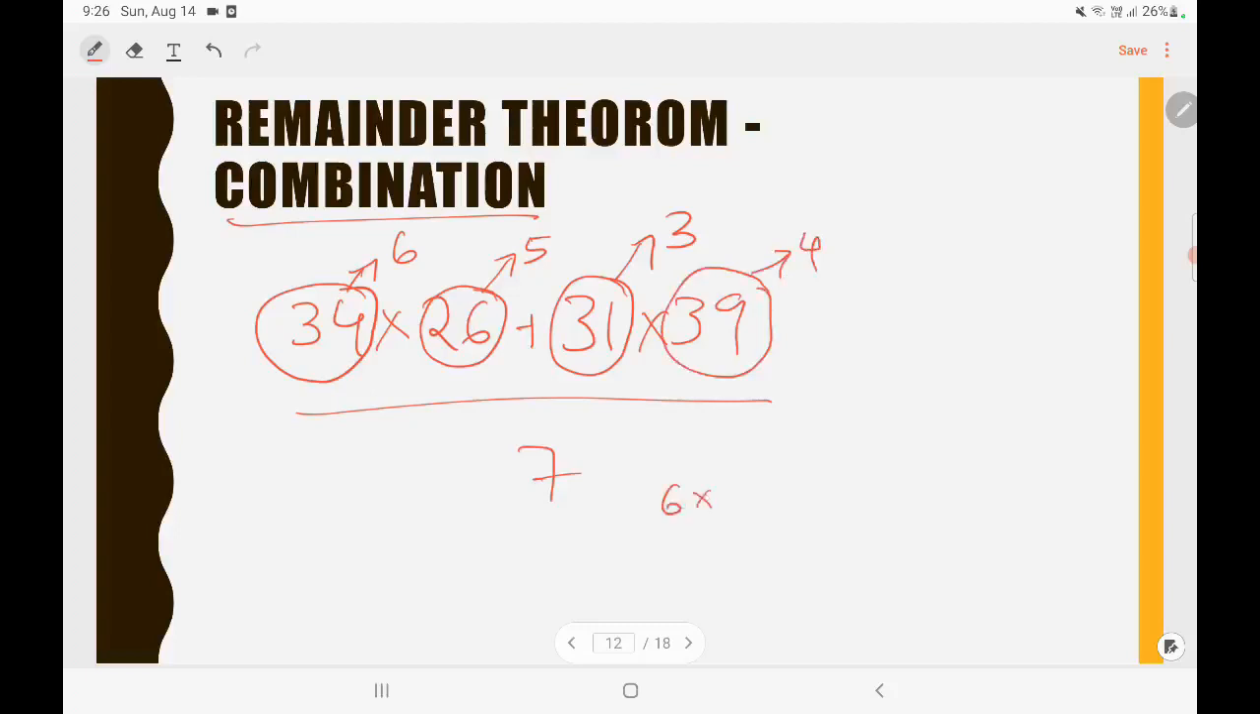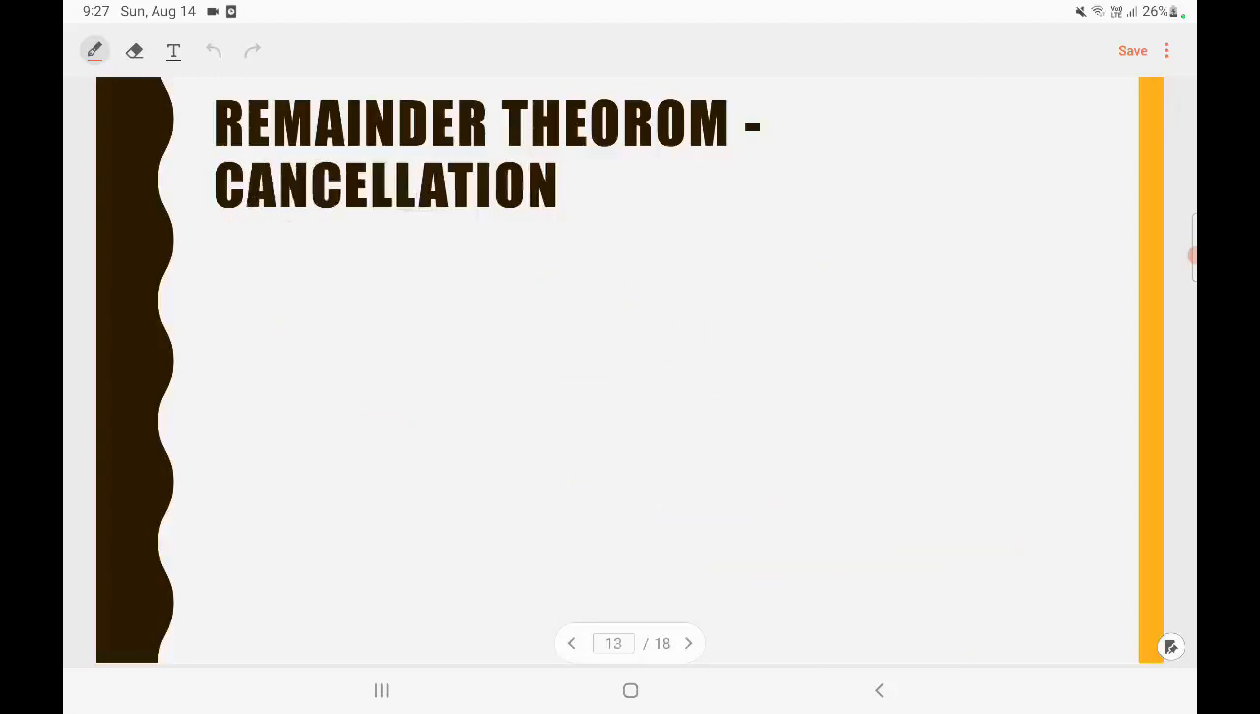That is 6 into 5 plus 3 into 4. So you will get 30 plus 3 into 4 is 12. So you will get 42. So 42 is exactly divisible by 7, right? So remainder is equal to 0. So this is how you need to do the combination. Now one more thing is there, that is the remainder theorem during cancellation.